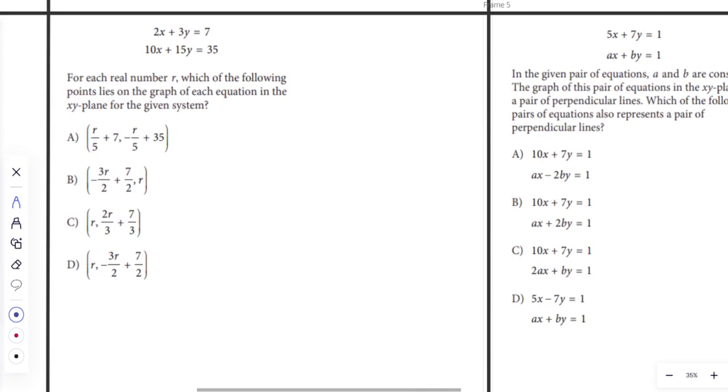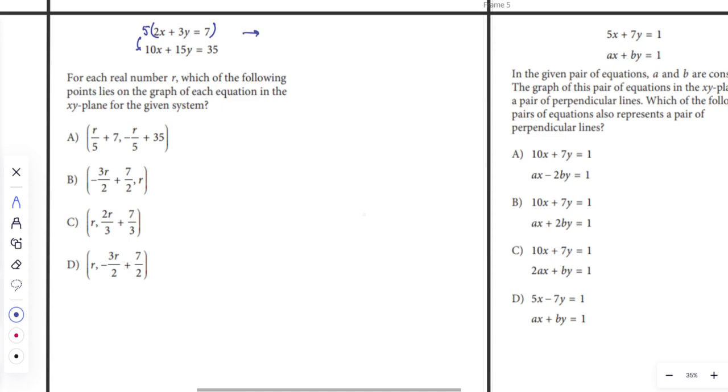Next one looks like a pretty tricky math question, but I'll show you guys how you can do this pretty formulaically. What I noticed right away is that these equations are pretty similar. In fact, if I multiply this top equation all by 5, it just becomes the bottom equation, right? 5 times 2 is 10x, 5 times 3 is 15, 5 times 7 is 35. So these are the same equation. Let's just focus on one of the equations then.